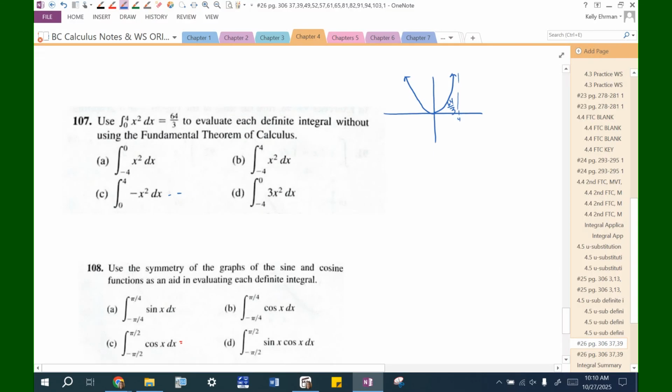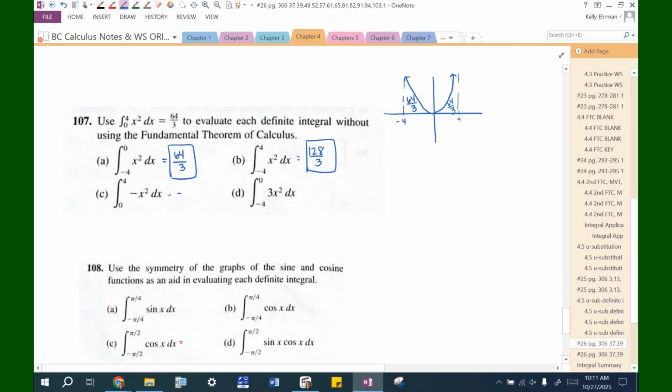And I do know that the integral from negative 4 to 0, that area, has to be the same because this is a y-axis symmetric graph. So without doing any work, I can say the integral from negative 4 to 0 is also 64 over 3. If they want the area from negative 4 to 4, well, that's just 2 times 64 over 3, so 128 over 3. Again, no algebra required.